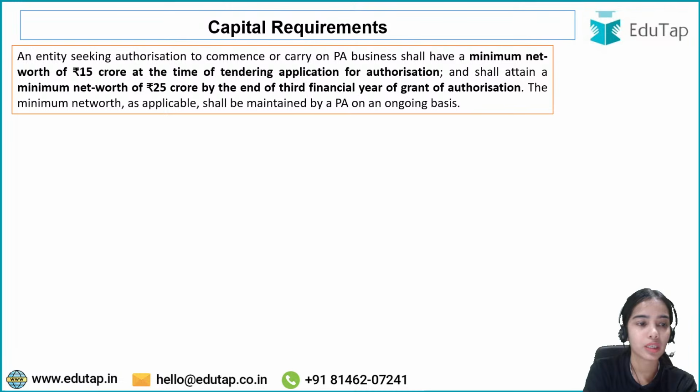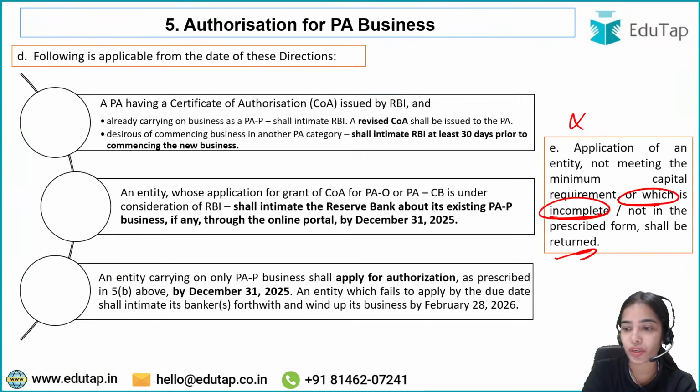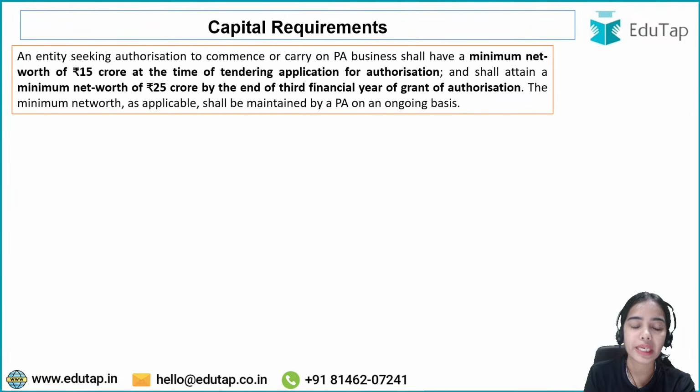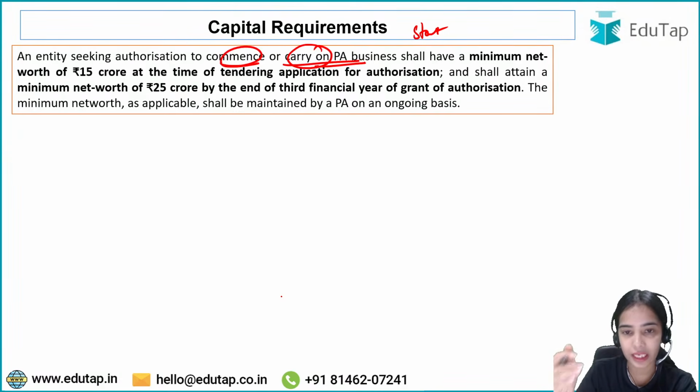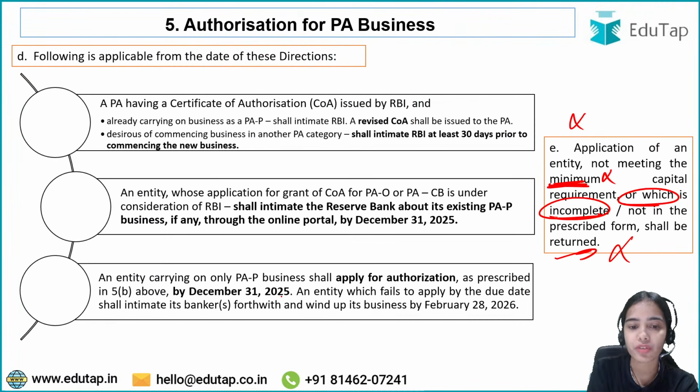Now capital requirement. So the previous point was that there is the minimum capital requirement. If you are not meeting the minimum capital requirement, or if your form is not complete, then your application will be returned. So now what is the minimum capital requirement? An entity that is seeking authorization to start or carry on payment aggregator business. So if you want to start the business, or if you want to continue, as it has been said now, the previous organizations that already had the authorization need to have the revised authorization now.